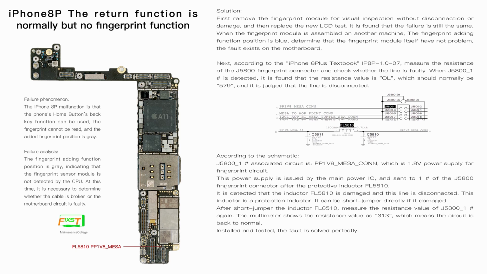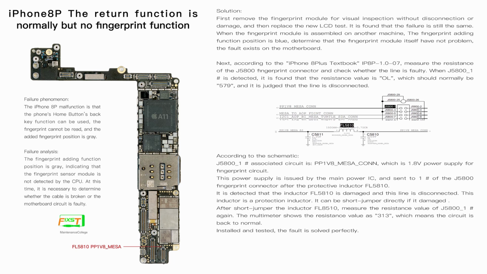According to the schematic, you can see that J5800, the fingerprint connector, pin 1, the circuit is PP1V8_MESA_CONN, which is the 1.8 voltage power supply for the fingerprint circuit. And in the class we talked about before, this power is sent by the main power IC, the PMU. After it goes past the positive inductor FL5810, this inductor leads to fingerprint connector pin 1.